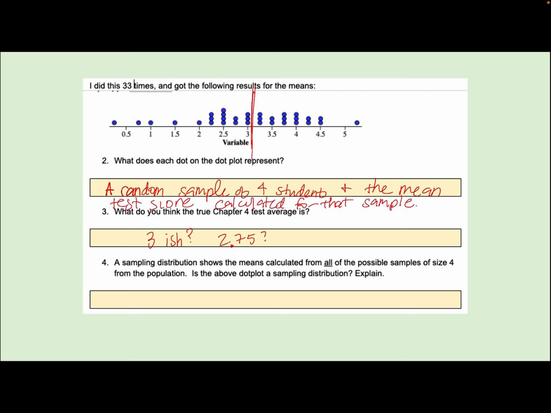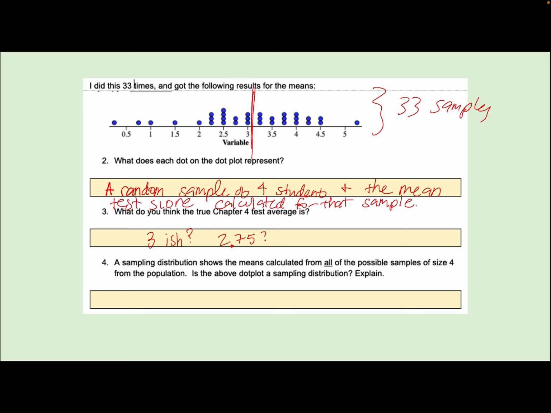Okay, last one. A sampling distribution shows the means calculated from all the possible samples of size 4 from the population. Is this dot plot a sampling distribution? So the question here, I underlined the keyword here, is basically, are we looking at all possible samples? The answer is no. There is a huge number of possible samples here. This is just 33 samples.